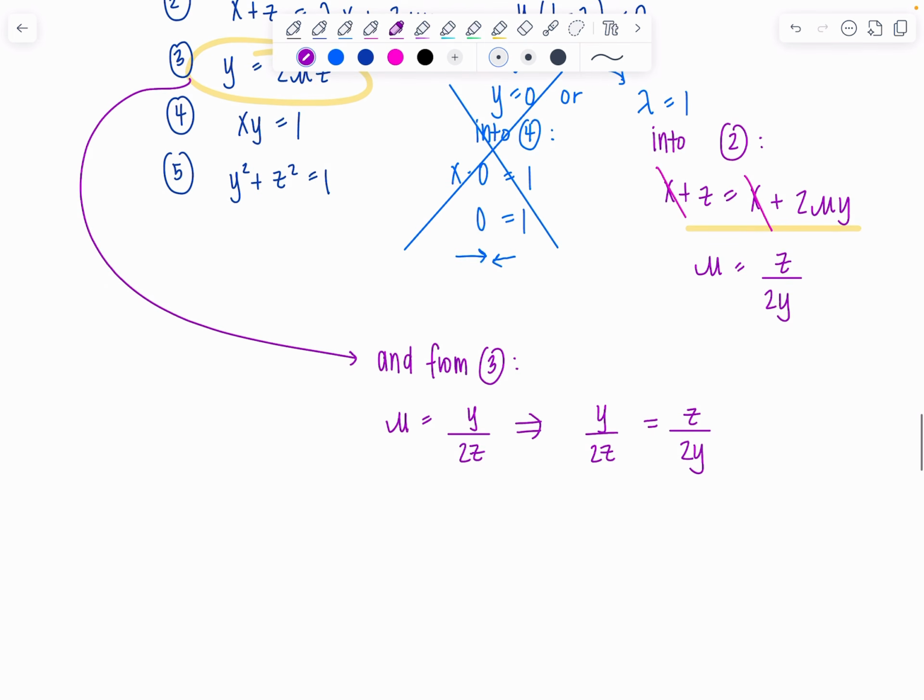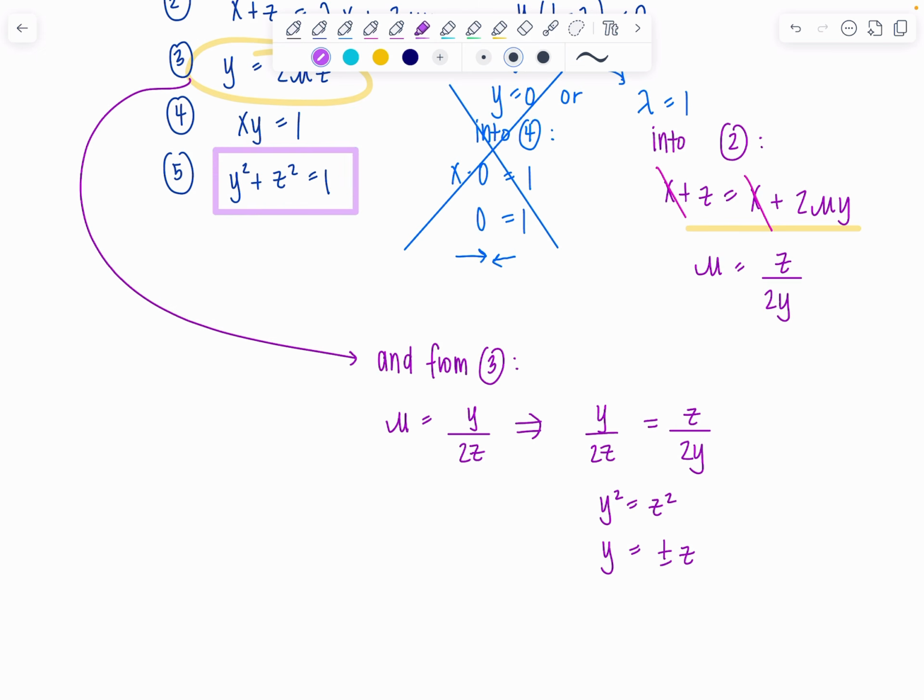Cross multiply your little heart out and you'll get y squared equals z squared. Yes, I canceled the 2's already. We got to get this show on the road. So then y equals plus or minus z. You could say z equals plus or minus y. It doesn't matter. Now where do we go? Right here to 5 because it only involves y's and z's. Perfect.